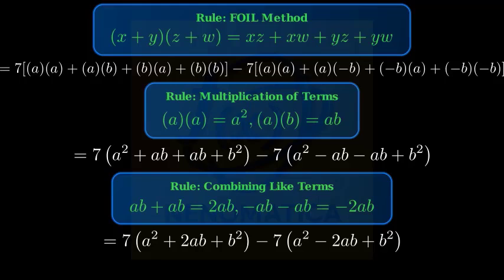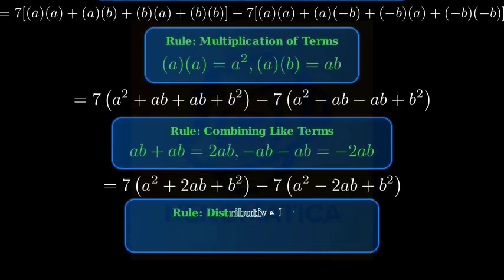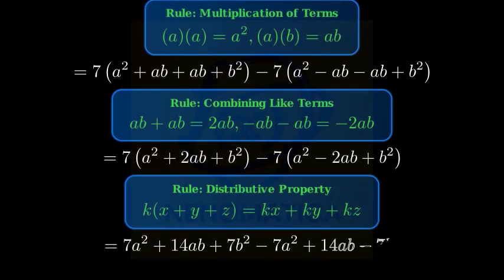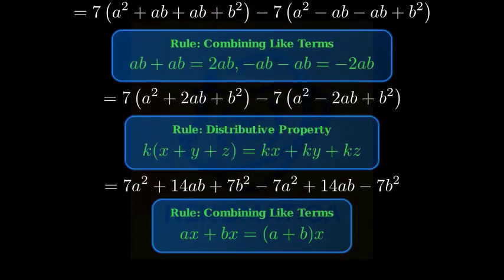Now, let's distribute the coefficient 7 to each term within the parentheses. Using the distributive property, we multiply each term inside the parentheses by 7. This gives us 7a squared plus 14ab plus 7b squared, minus 7a squared minus 14ab plus 7b squared. Finally, let's combine like terms in our expression. We'll group and combine all the similar terms.